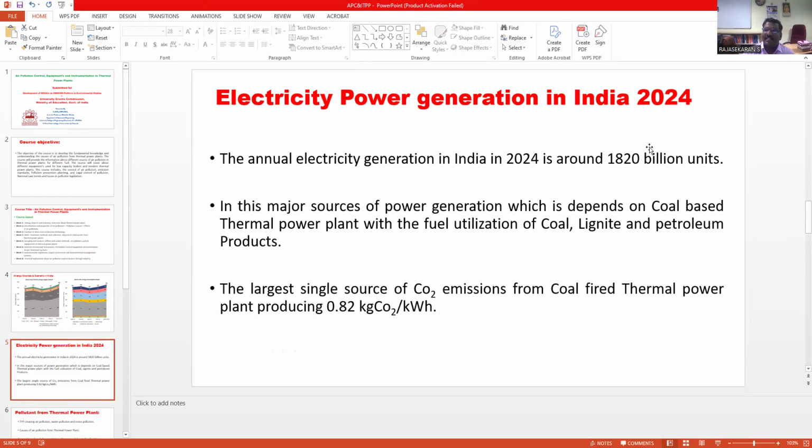Electricity power generation in India. Last year, 2024, the annual electricity generation in India is around 1,820 billion units. The major source of power generation depends on coal-based thermal power plants with the fuel utilization of coal, lignite, and other petroleum products. The largest single source of CO2 emission is the coal-fired thermal power plant, producing 0.82 kilogram of CO2 per kilowatt hour.